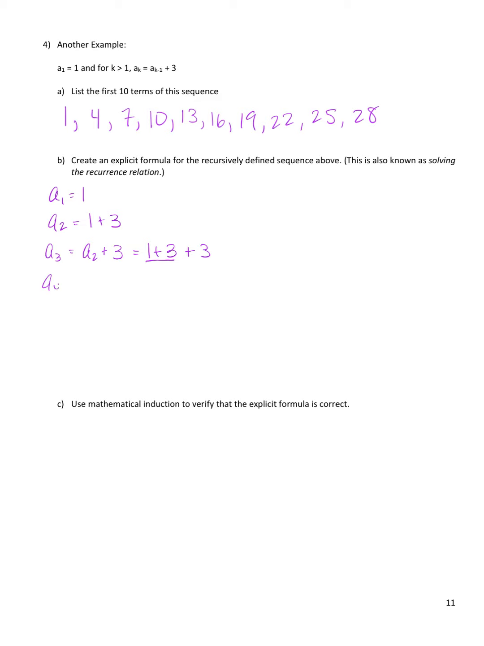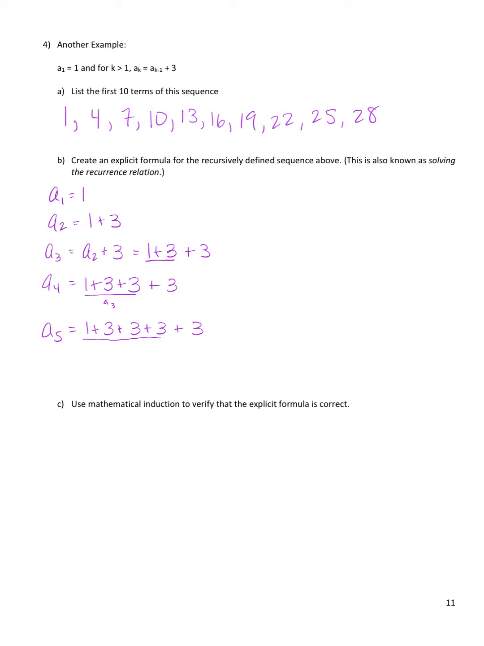And A4 is the number before it, which is 1 plus 3 plus 3, right? That's A3. And then I'm going to add 3 more. And A5 is A4, which is 1 plus 3 plus 3 plus 3 plus 3 more, right? This is A4. So that should be enough to see the pattern.